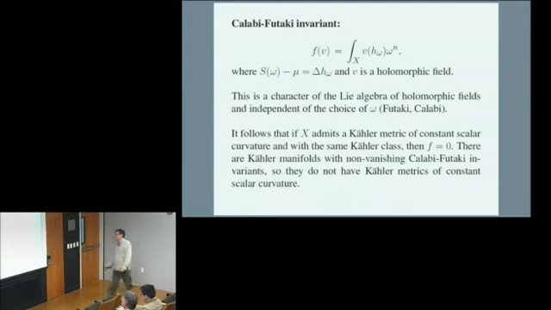Okay. So anyway, there are a lot of Kähler manifolds with non-vanishing Calabi-Futaki invariant. Those manifolds do not have a Kähler metric of constant scalar curvature. So this is actually not the first obstruction, but the second. In my opinion, it is a more important one.